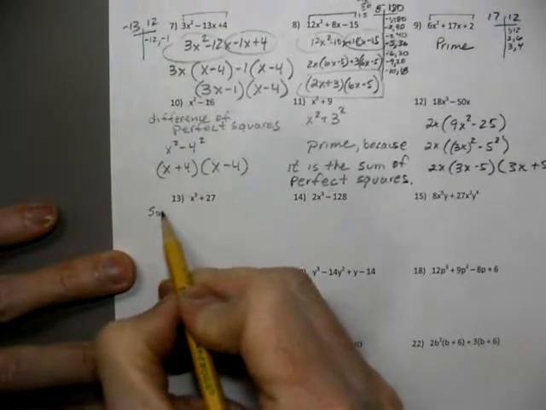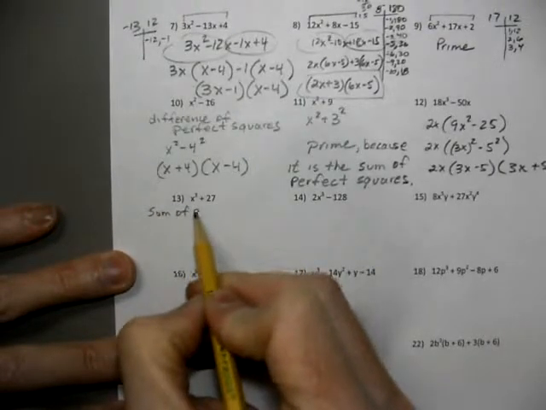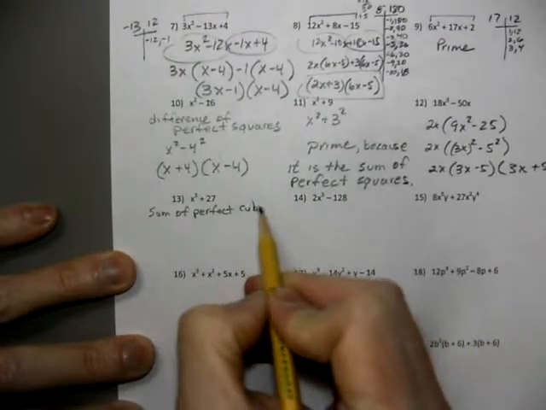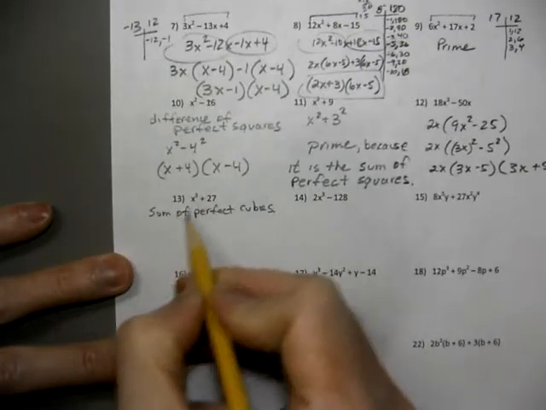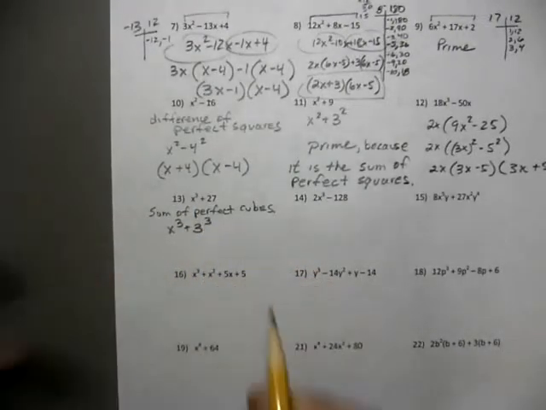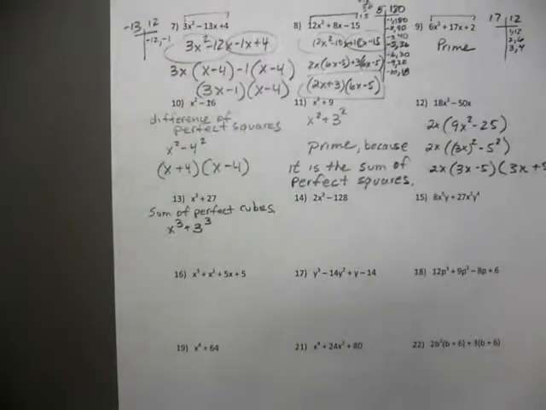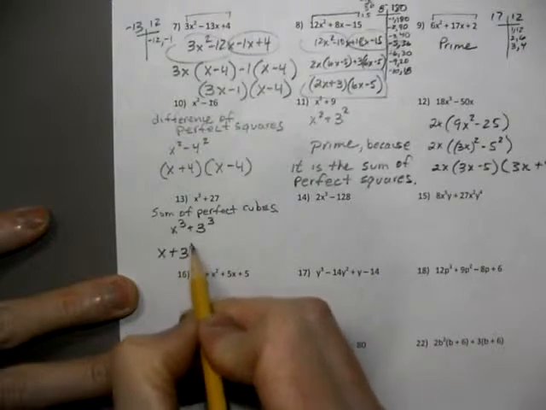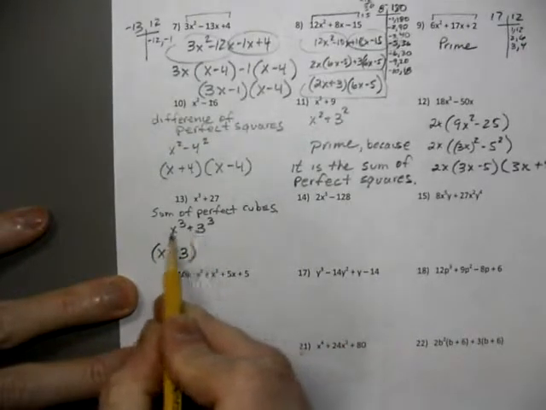This is the sum of perfect cubes. So we have x cubed plus 3 cubed. You can factor the sum of perfect cubes apart, but you cannot factor the sum of perfect squares. So we take our a term and our b term.